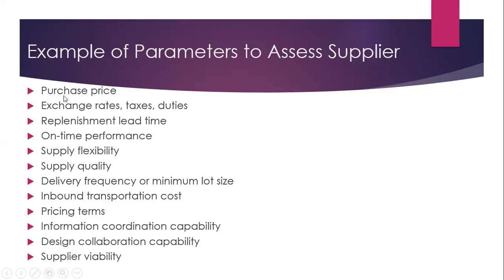So one is purchase price, then exchange rates, taxes, duties, replenishment, lead time, on-time performance, supply flexibility, supply quality, delivery frequency or minimum lot size, inbound transportation cost, pricing terms, information coordination capability, design collaboration capability, and supplier viability. So these are the parameters which can be used to score or assess suppliers.